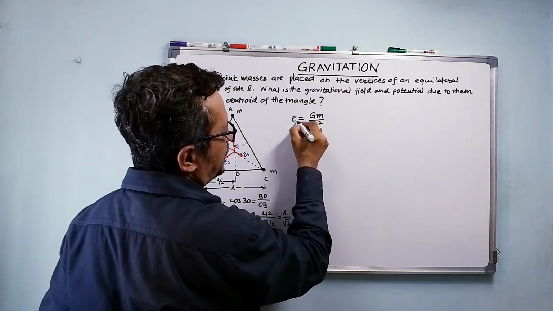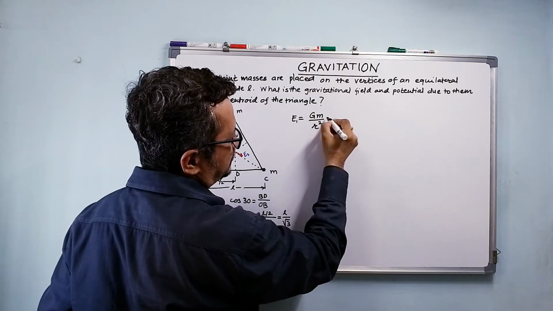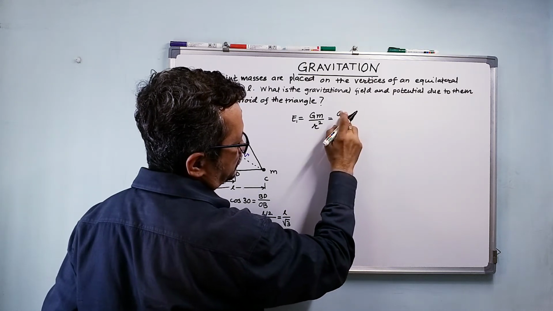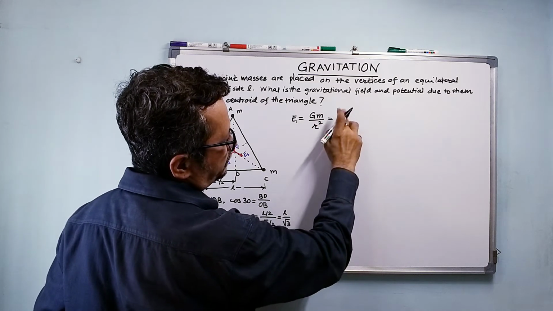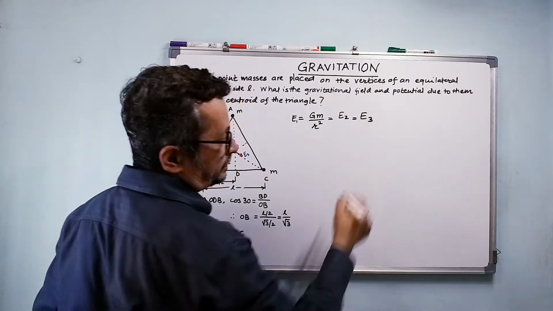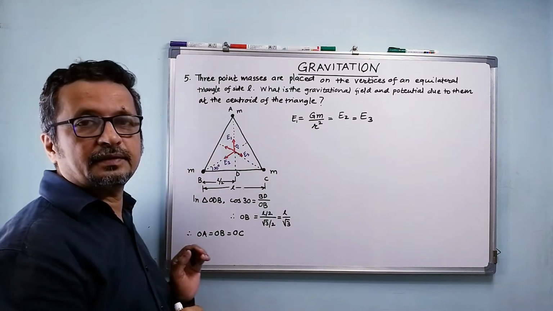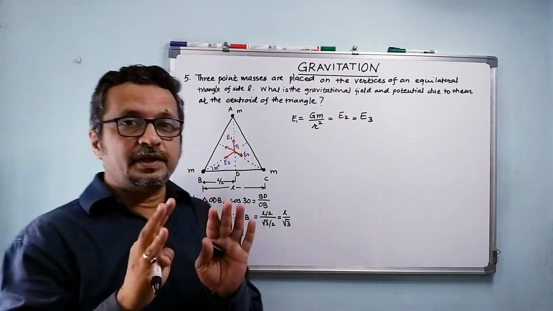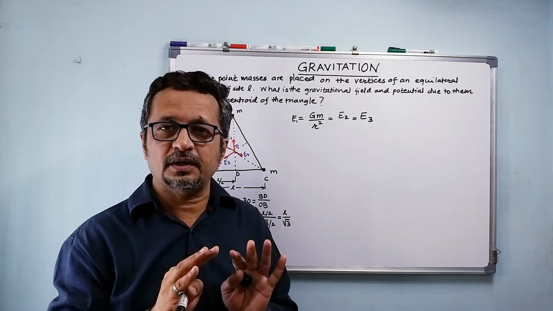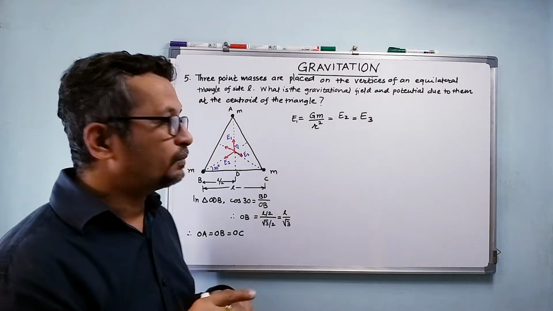So now my E1 is equal to GM upon R square, and that is going to be equal to E2 and that is equal to E3, since the masses are equal, M, M and M. It is very important to note here that the magnitude of all the three fields are the same, the directions are different. Now what do we do for direction?